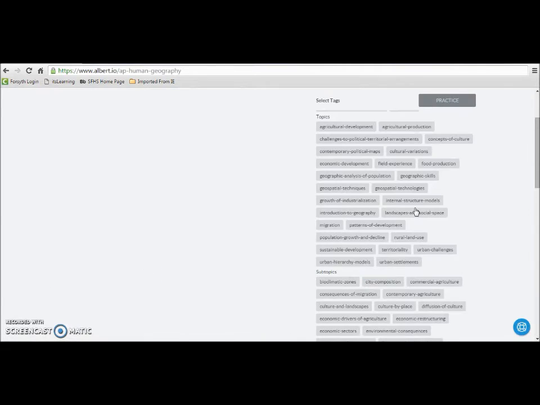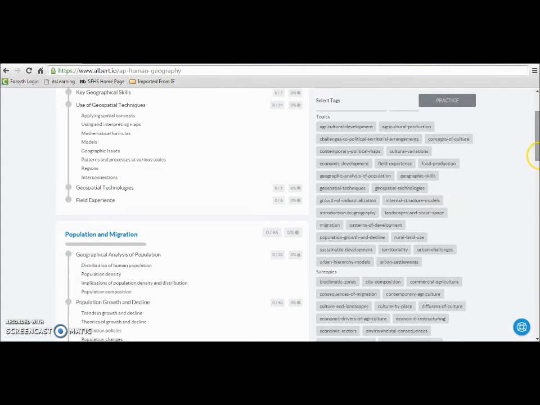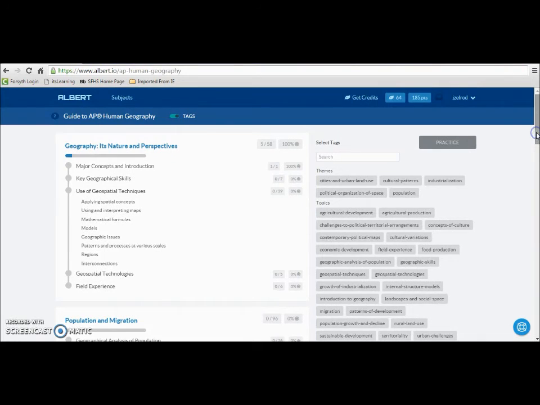We click on Human Geography, and there's a couple things to pay attention to as far as the features for Albert.io. First, what you'll notice is the credits. When you start off, you have 100 credits, and each question that you click on is going to cost a certain number of credits in order to answer the question. You'll notice that if they're easier, then they cost fewer credits. If they're more difficult, they're going to cost more credits. And once you run out of the first 100 free credits, then you have to purchase some more credits, of course, if you would like to or not. So anyway, you have the credits there.